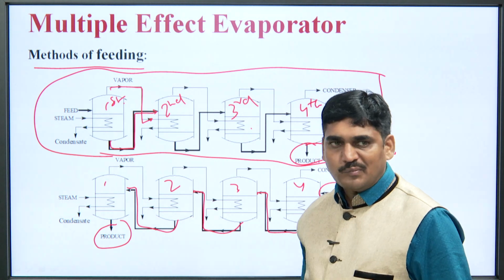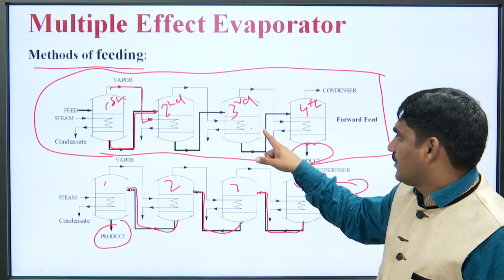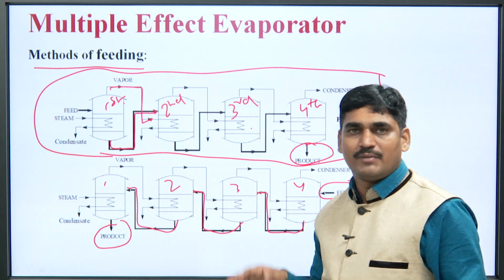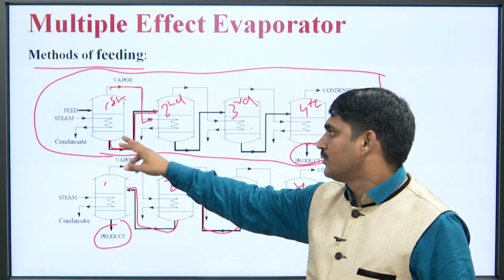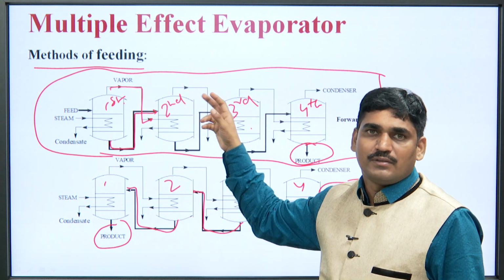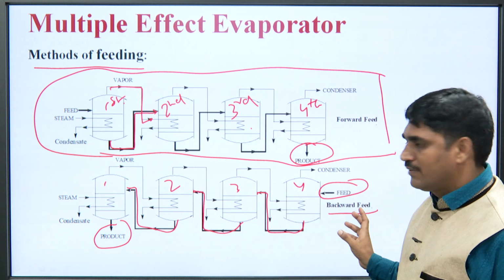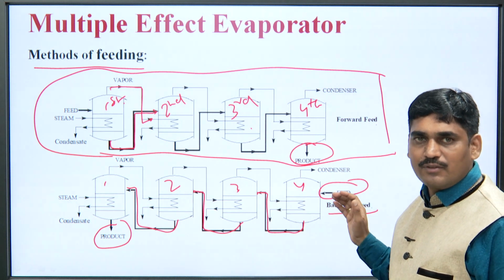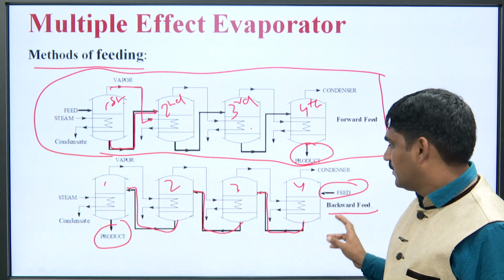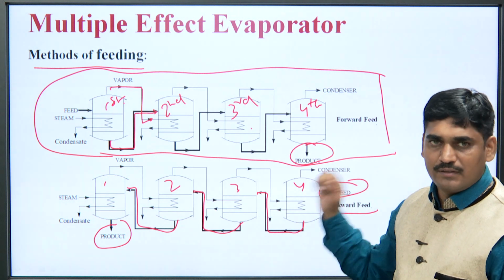In case of forward feed, both are moving in the same direction, that means low pressure zone to high pressure zone it is moving. So, in this case no pumping is required. In case of backward feed, it is moving from high to low. So, pumping is required.